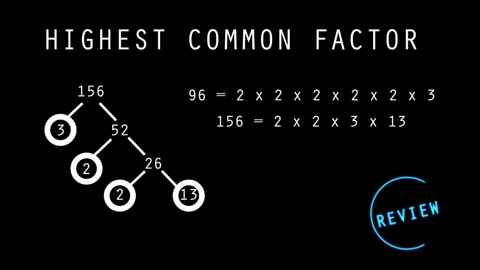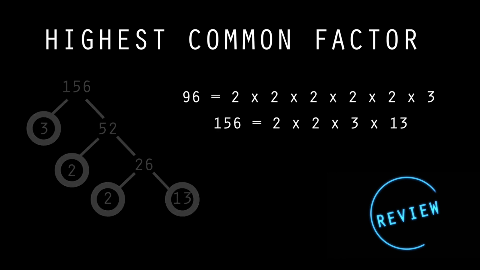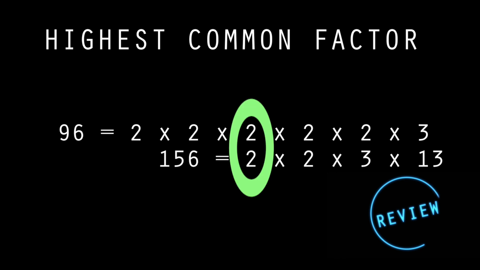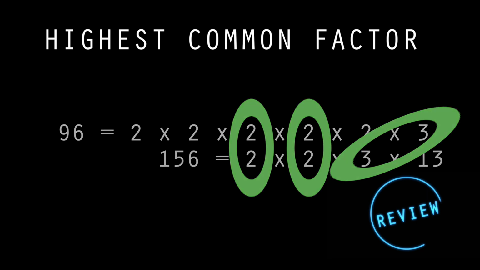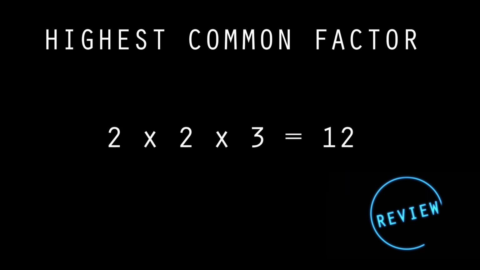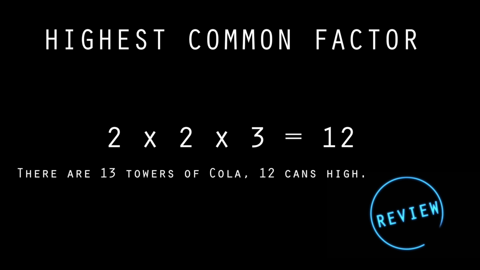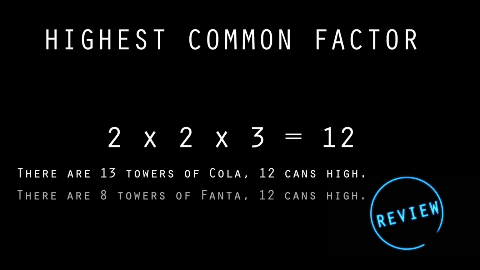Now that we have these, we spot the matching prime factors, those that are in both lists. The matching factors here are 2, 2 and 3. We multiply these together to get our highest common factor, 12. 12 is the highest common factor. So each tower is 12 cans high. 156 splits into 13 groups of 12, and 96 splits into 8 groups of 12.